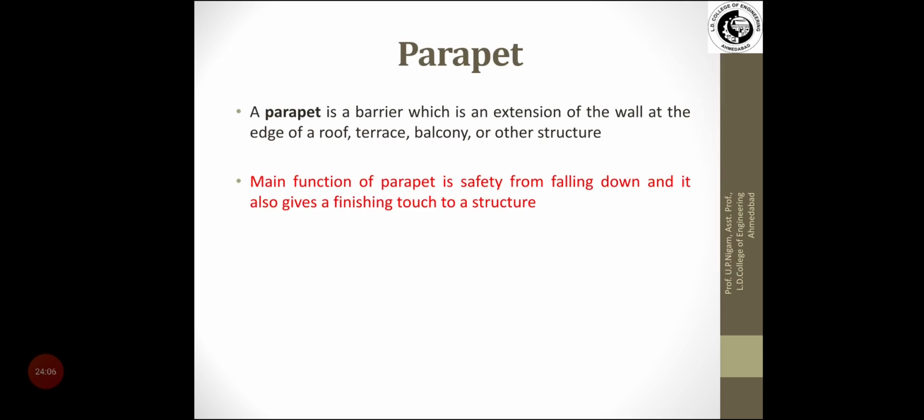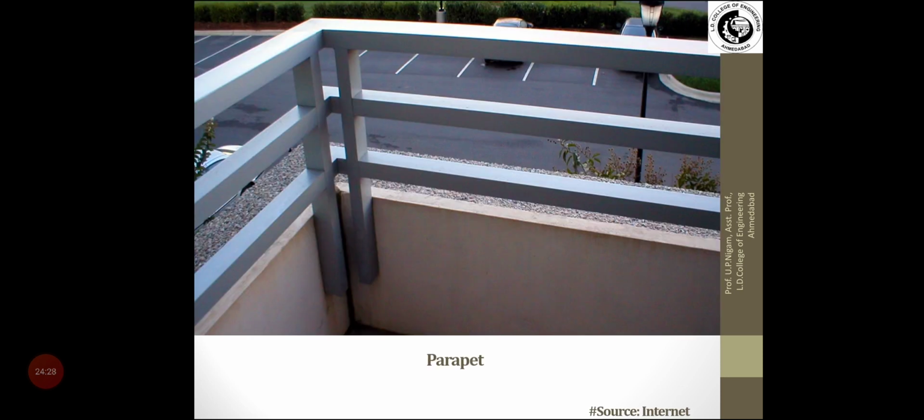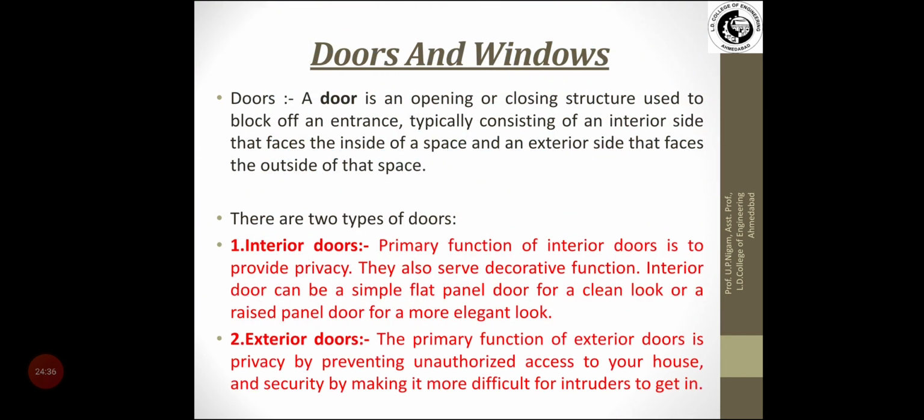Now one more building component is there, that is parapet. So a parapet is a barrier which is an extension of the wall at the edge of a roof, terrace, balcony or other structure. What is the main function of the parapet? It is safety from falling down, and it also gives the finishing touch to the structure. So this is simply the parapet, so that anybody is safe within the vicinity of the roof.